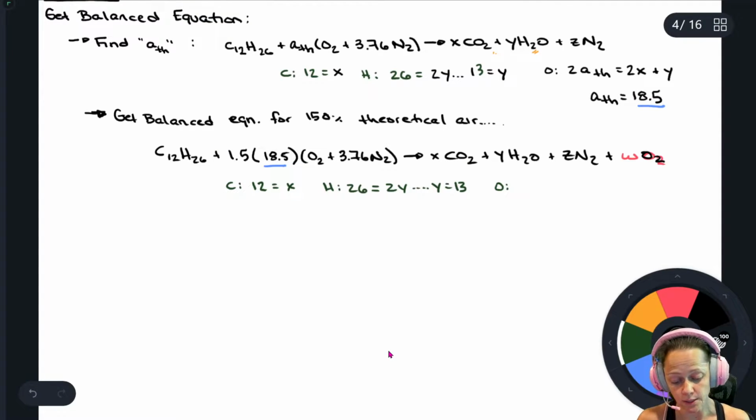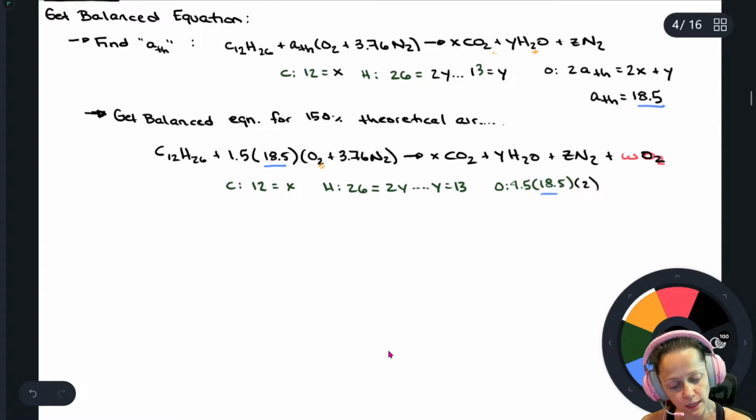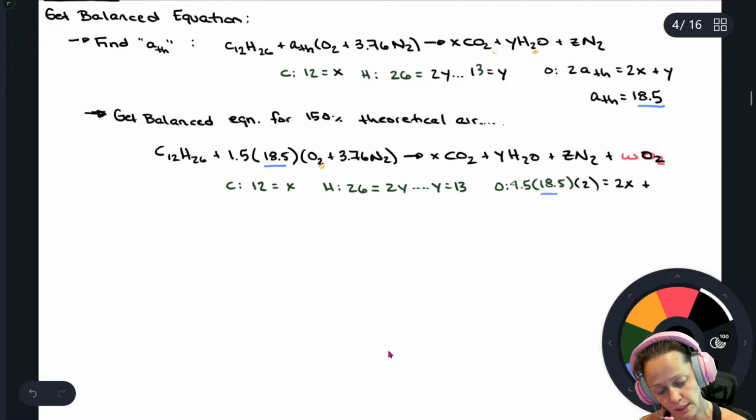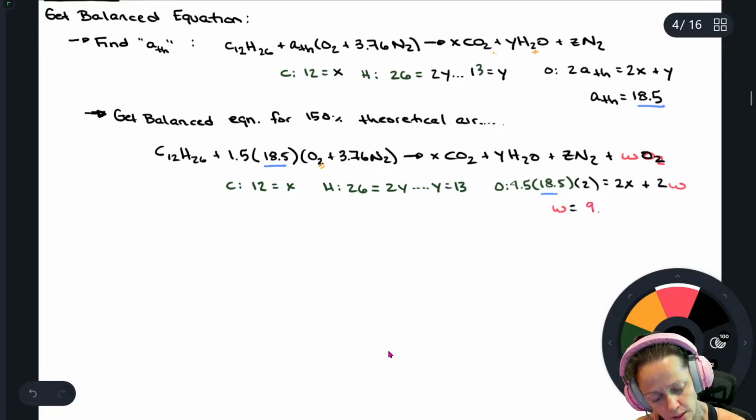All right, so for my oxygen, on the left-hand side, I have 1.5 times 18.5, which is my theoretical air, times 2, right? Because there's a 2 there. And then on the right-hand side, I've got 2x plus 2w. So let's see what w ends up being. W ends up being 9.25. So we're all good there.